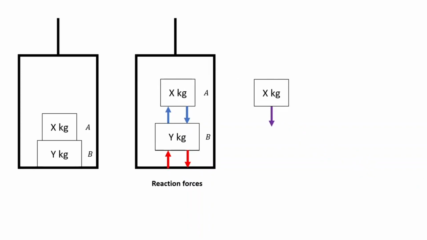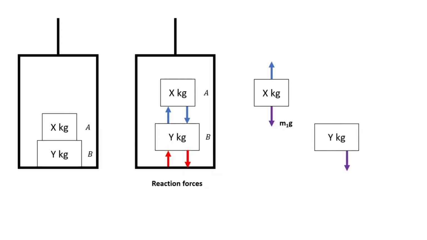So here, if we were thinking about box A, we know that it has some weight. If the only force acting on it was its weight, it would be falling towards the ground at a speed which is greater than it currently is. It's not in the lift and falling at a speed that is greater than it currently is. There is a resistive force. That is going to be the force exerted on A by B.